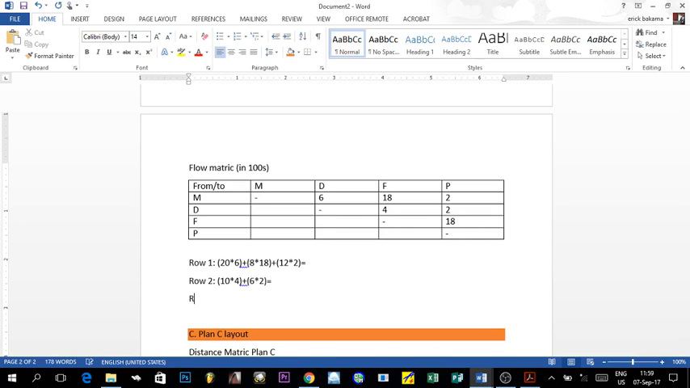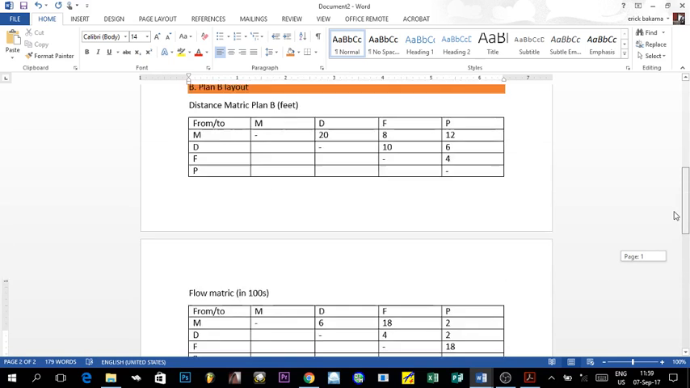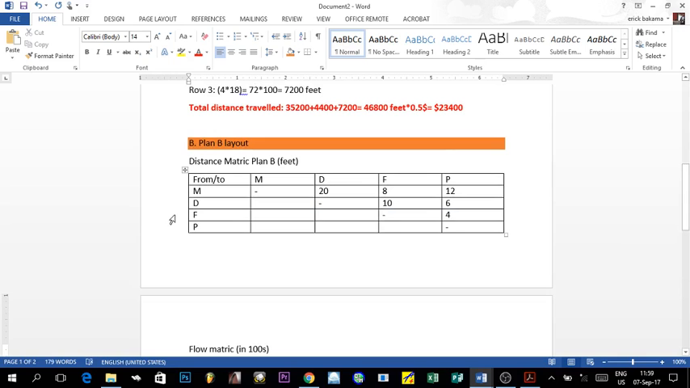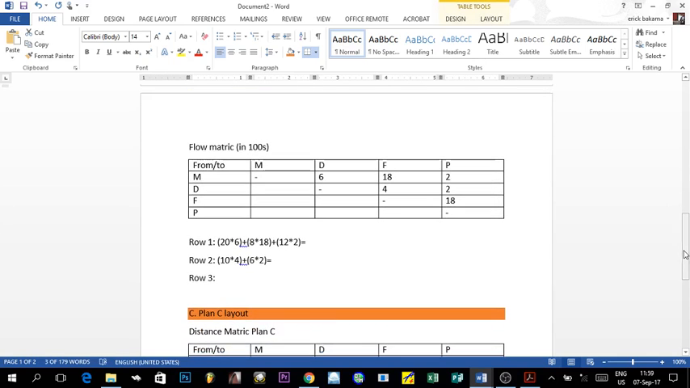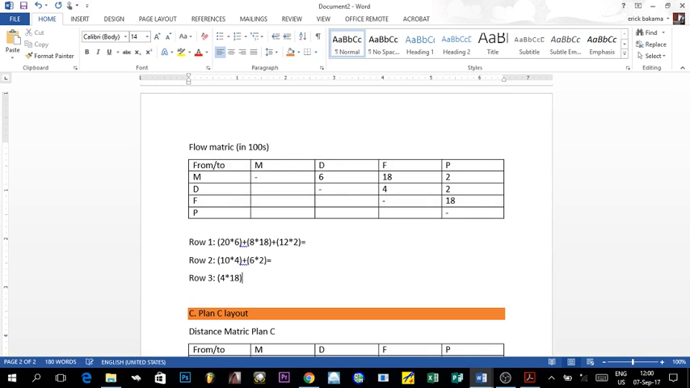Equal, and then we have row 3. Now when it comes to row 3, we have F here. F and P, the distance is 4, so we have 4 feet here that we multiply by the number of units that are moving from F to P. It's 18. That means we have 18 here, and we need to calculate our total distance.